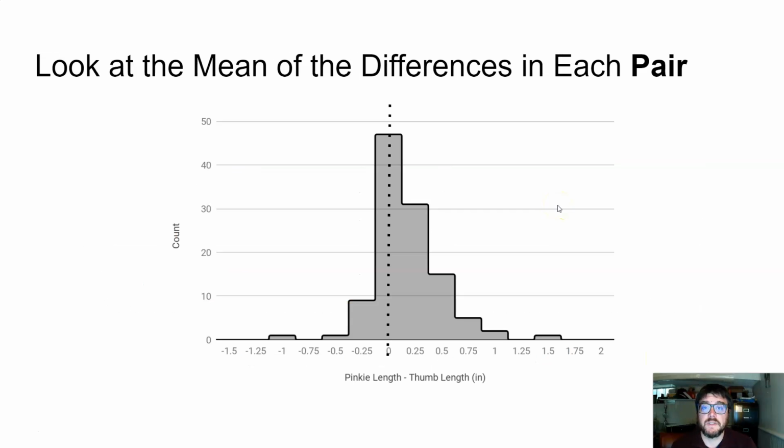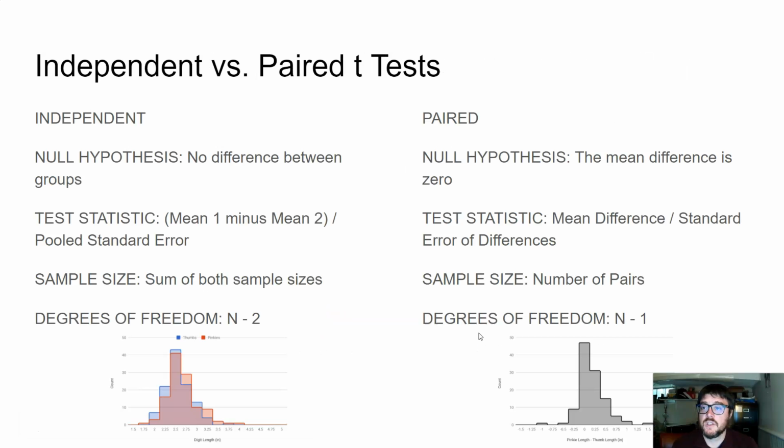So there's the mean difference. This is the null hypothesis. The mean difference is 0. And looks to me like more of this is over on that side than that side, so it might not be. So let's look at how we would do this.